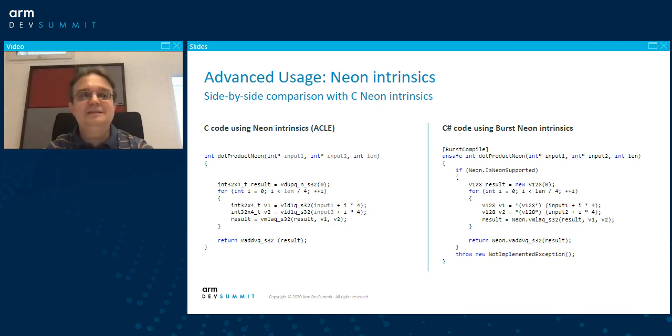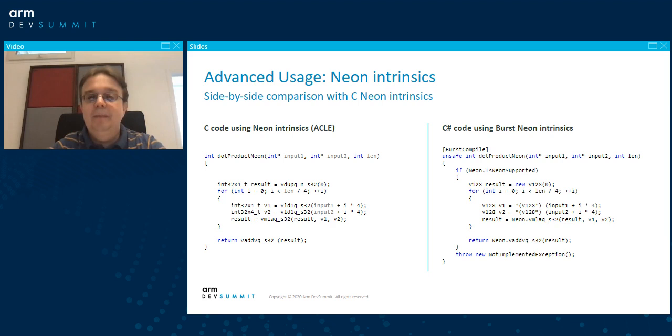For most advanced users who want to take control over the output assembly for the hottest loops, we provide Neon intrinsics. This is an API which is very close to the ARM C language extensions and allows you to express in HPC# what you'd like to see in the assembly output. As you can see, the main calculation APIs are absolutely the same in C and C#. So C code is on the left and C# code is on the right, which makes the C# API easier for those who are already familiar with the C API, or makes, for example, a port of your high-performance C code into C# easier.